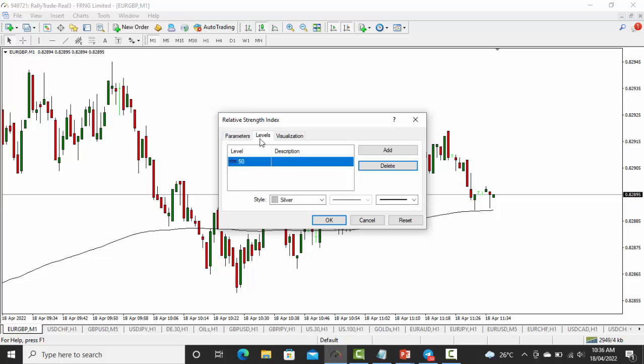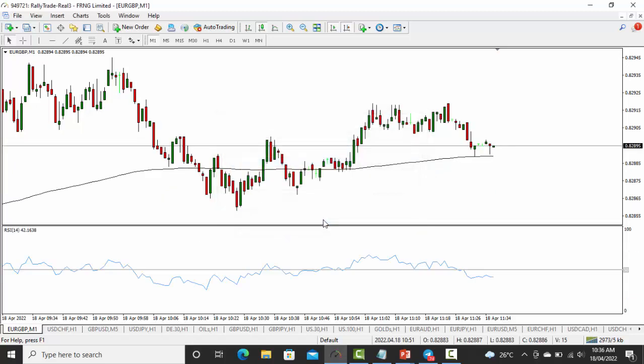The only thing I changed was to remove one of the bands, either the oversold or the overbought, and edit the other one to 50, which is the medium band of the range between 0 and 100. The middle happens to be 50. With this done, I click OK, and my RSI is added to the chart, which is beautiful.